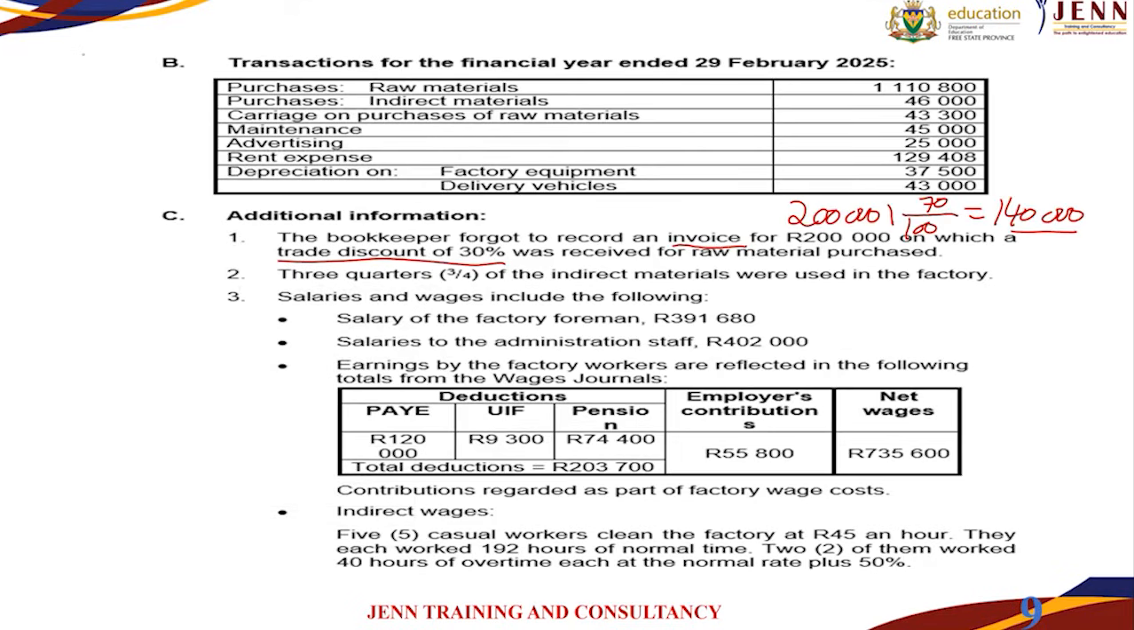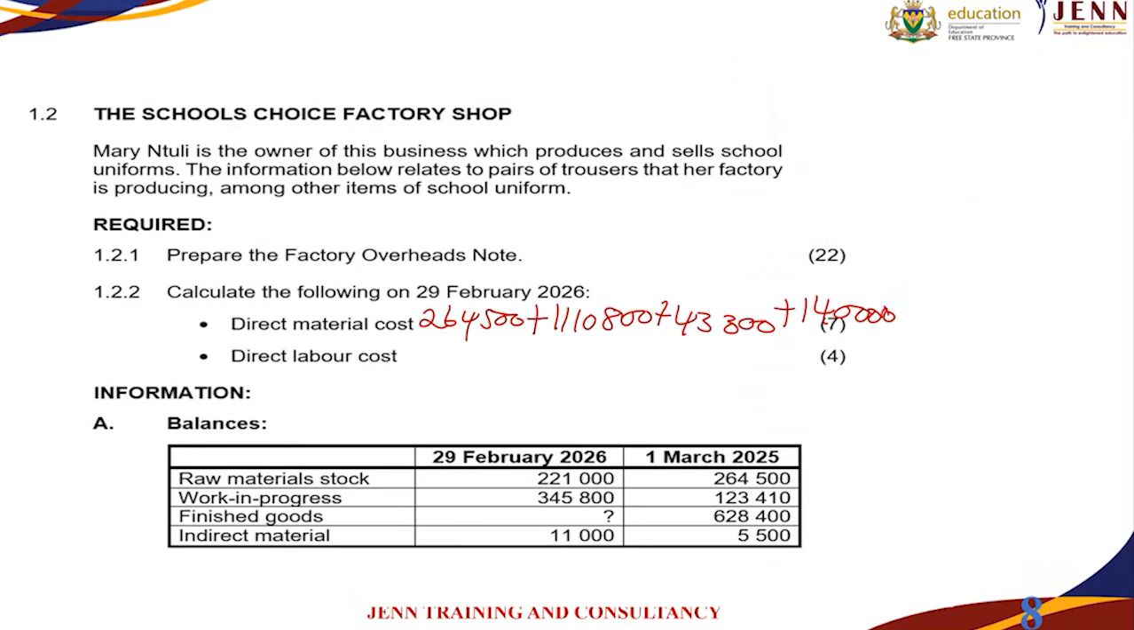And then when we continue, there are no returns. Therefore, we only have to subtract the balance at the end. When we go to information A, the balance at the end of raw materials now is 221,000.